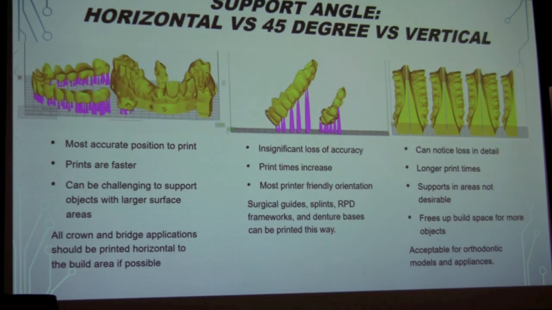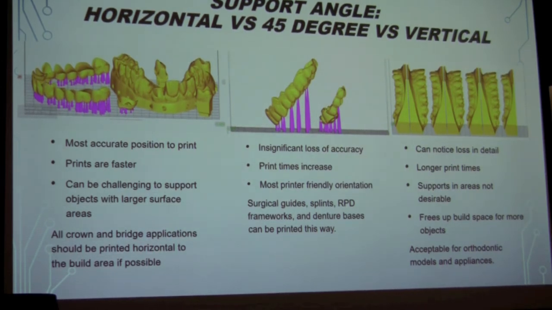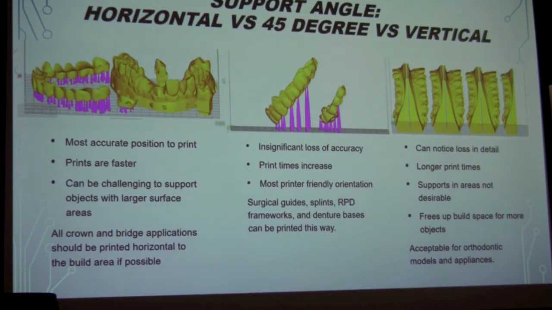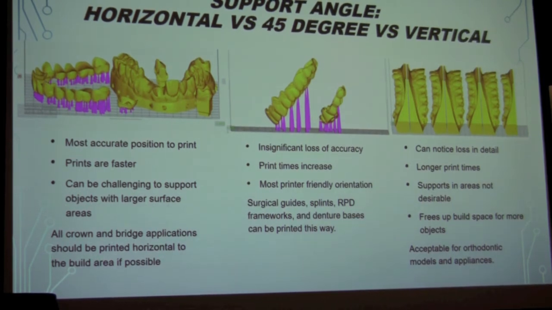Crown and bridge I would always do in horizontal, and then vertical. You're going to have a little bit of a loss in detail and precision, but with this you're going to want to print. I would only stick with orthodontic appliances, aligner models, which is something that's huge.